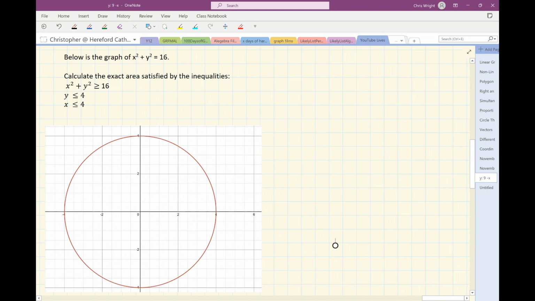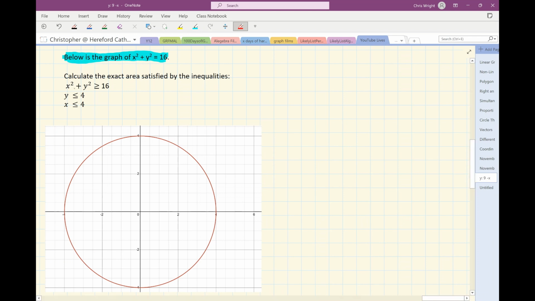Now, the question they sent in, I think, was a further maths question, so I've adapted it for the IGCSE syllabus. So here it is. Below is the graph of this line, x squared plus y squared equals 16. In further maths, they'd expect you to plot that graph. Calculate the exact area satisfied by these inequalities.